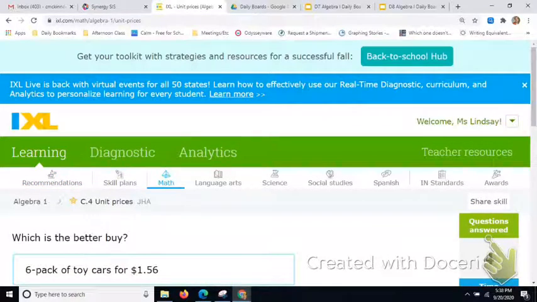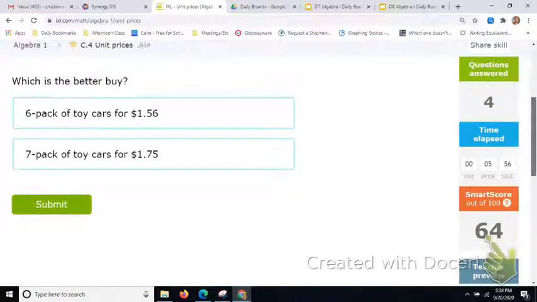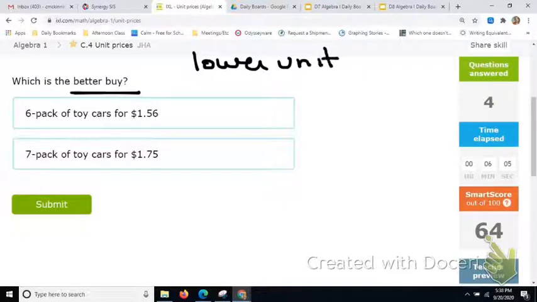Now, when it says which is the better buy, as in cheaper price per item. So better buy, we're talking better for you, the customer, not better for the store. So we want the lower unit price when we're talking about better buy.